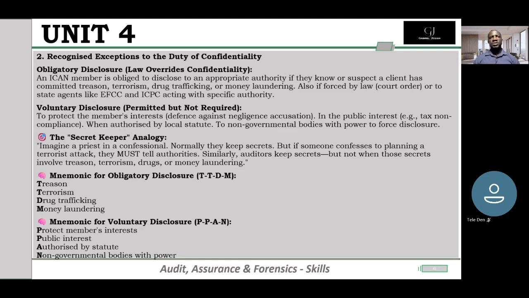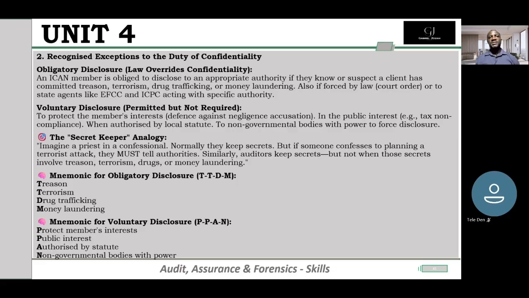Now, there are exceptions to the duty of confidentiality. Obligatory disclosure, where the law overrides confidentiality, is important to take note of. An ICAN member is obliged to disclose to an appropriate authority or to the court if they know or suspect a client has committed treason, drug trafficking, terrorism, or money laundering. Also, if the ICAN member is compelled by law, by court order, or by state agents like EFCC and ICPC acting with specific authority, then we are obliged to override our confidentiality.